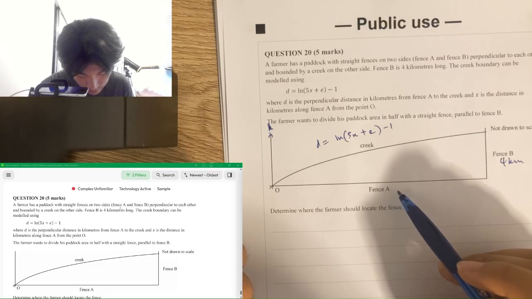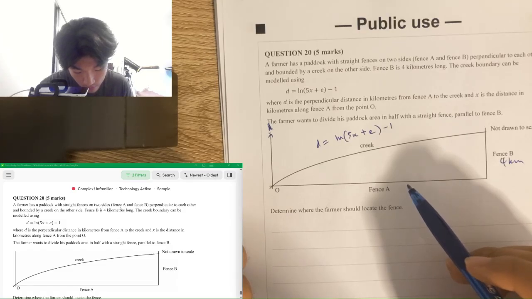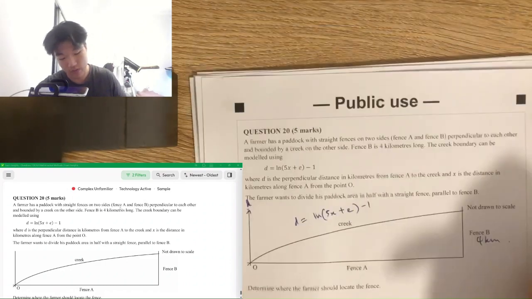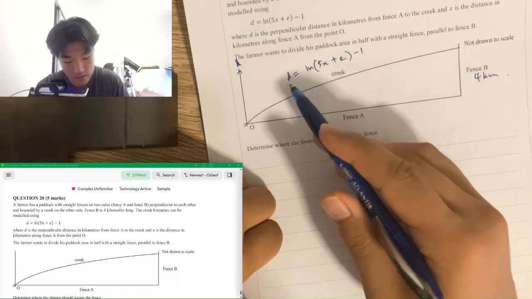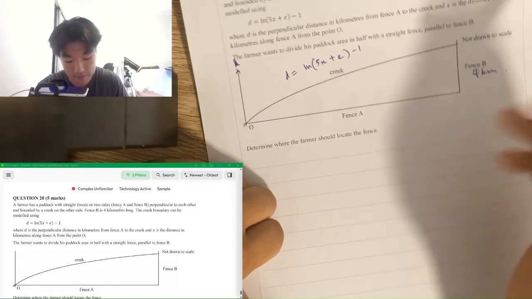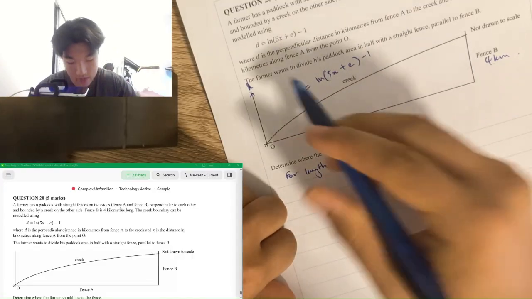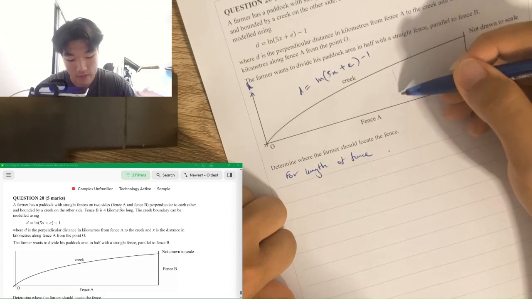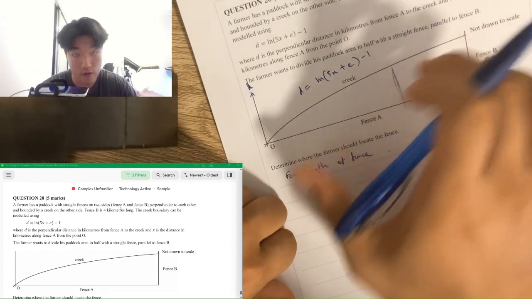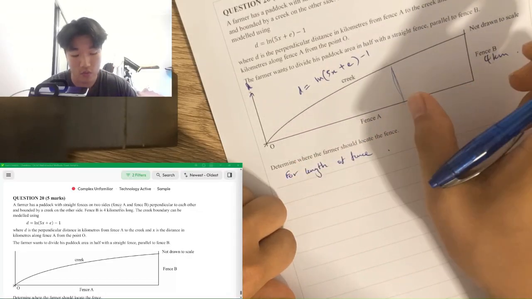Do we know the length of fence A? Oh, we don't need to. Oh, no, we do, but that's one of the parts to this question. We're given this, and that's the perpendicular component of the creek, right? That's fence B. For the length of fence A, okay, so immediately we need to recognize that since they want to divide the paddock area in half, we need to find out the x value that separates the area from 0 to the x value and x to whatever the length of fence A is. And those integrals need to be equivalent. We just need to find out that.